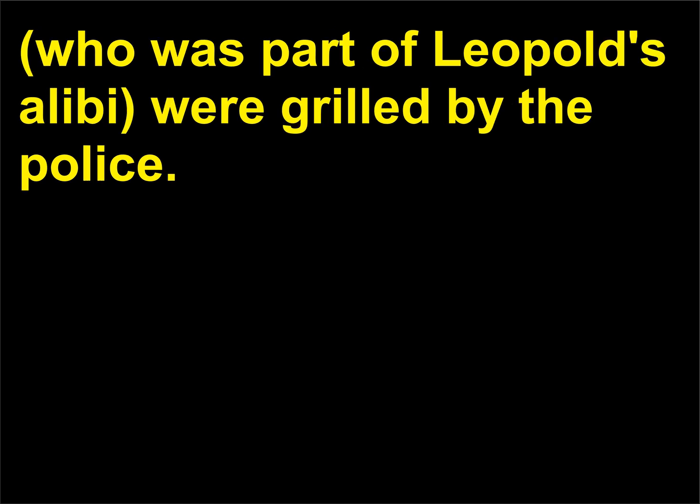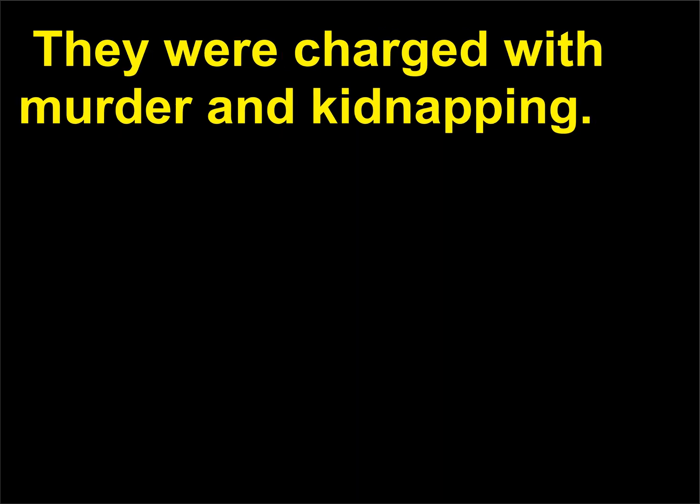and he and Loeb, who was part of Leopold's alibi, were grilled by the police. They stuck to their story for exactly 1 day. Then Loeb, believing Leopold had betrayed him, confessed. They were charged with murder and kidnapping.